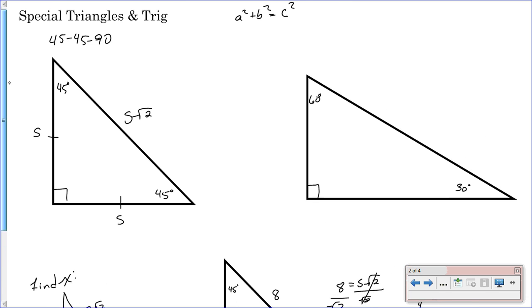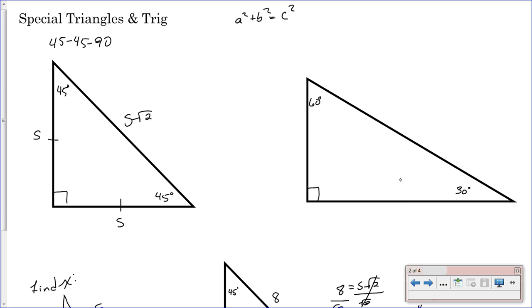Now let's look at the 30, 60, 90 triangle. Across from the 30 is going to be your shortest side, because if you remember from geometry, your shortest side is opposite your shortest angle. So this is going to be S. Opposite your biggest angle is your longest side. So this one is 2S.